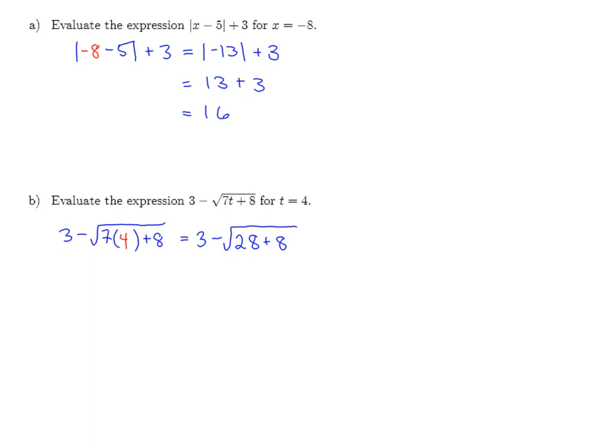Next, we'll finish simplifying what's inside that radical. So we'll add 28 and 8, and we'll get 3 minus the square root of 36 when we do that. Now, we can simplify the square root of 36, which is just the number 6. So this will simplify to 3 minus 6. And taking 3 minus 6, we'll get negative 3. So the expression 3 minus the square root of the quantity 7t plus 8, when evaluated where t equals 4, has a value of negative 3.